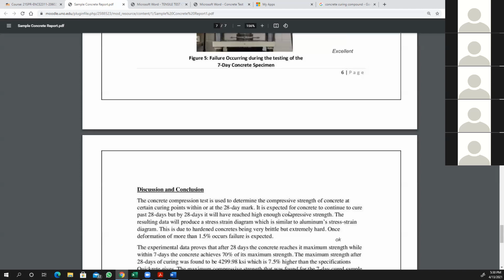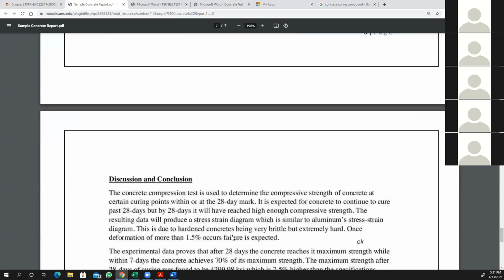And the second, it is expected for concrete to continue to cure past 28 days, but by 28 days, it will have reached high enough compressive strength. This is again general information, which I ask for. I don't want to see too many numbers over here. That makes sense to me, but it's not going to make sense to you in the future. But if you give general information, that's even better, because these are your own words. It's not copy and paste from the internet.